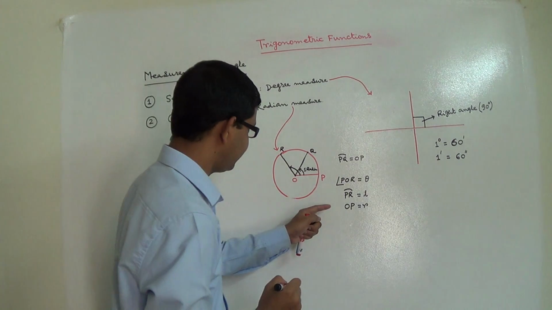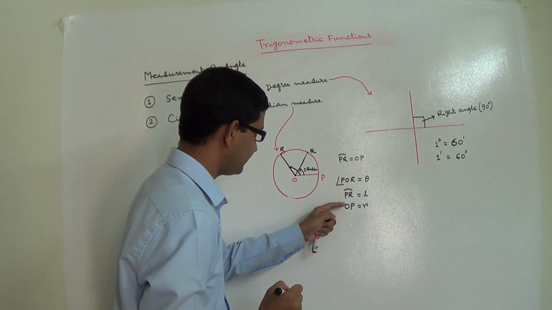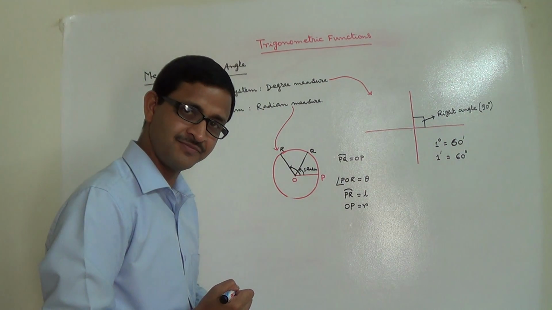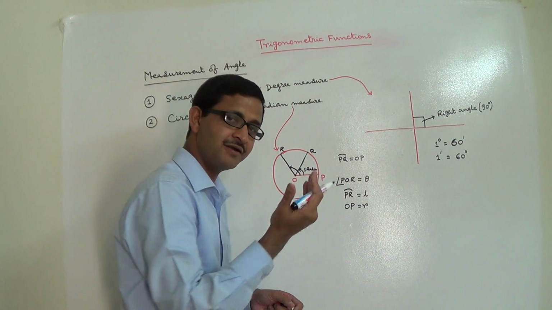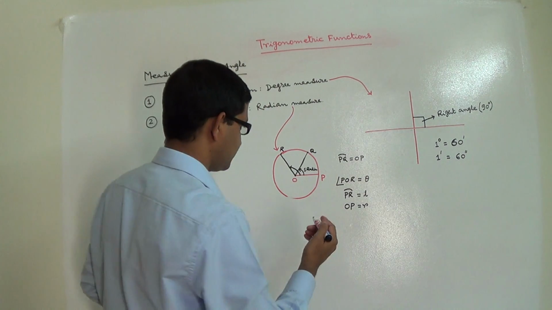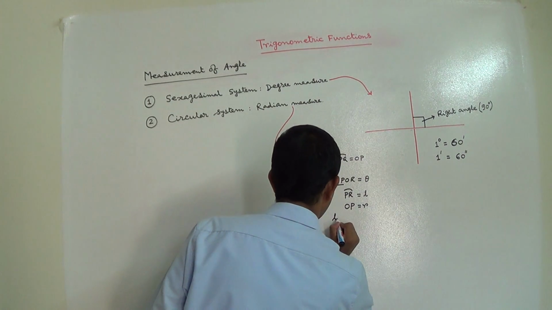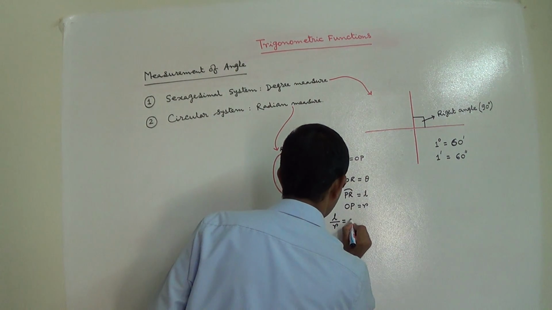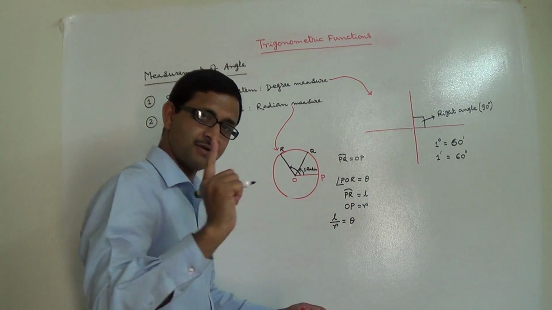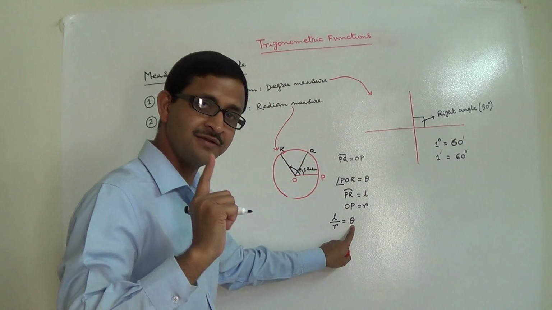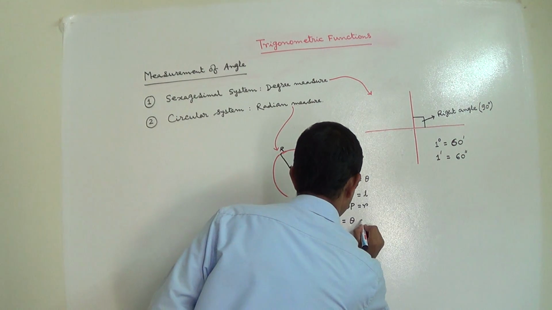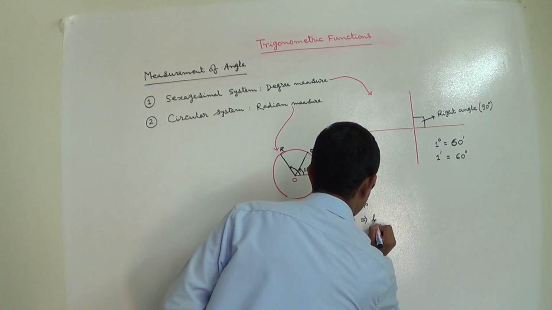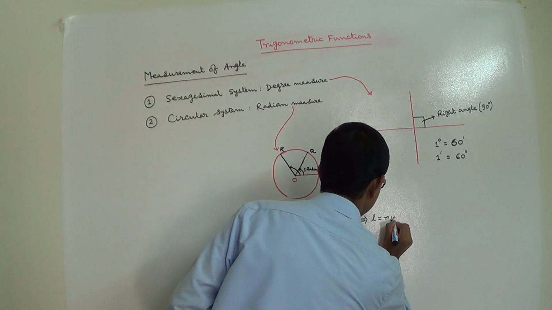Then what we can say is that L by R is equal to theta, right? The ratio of the arc length divided by the radius. So L by R is equal to theta. Remember, here theta is measured in radians. Okay? So this implies L equals R into theta.